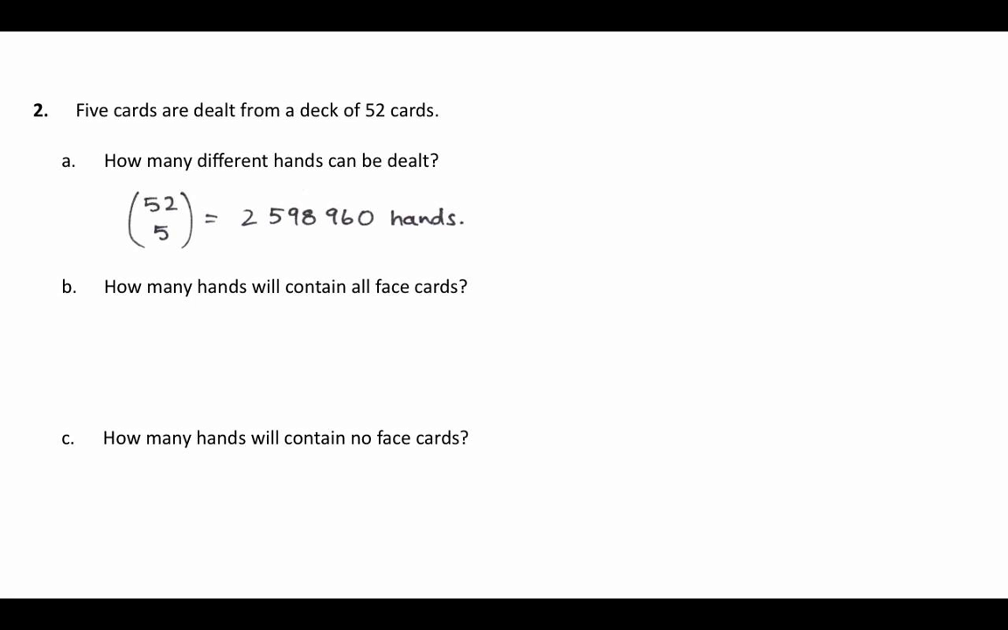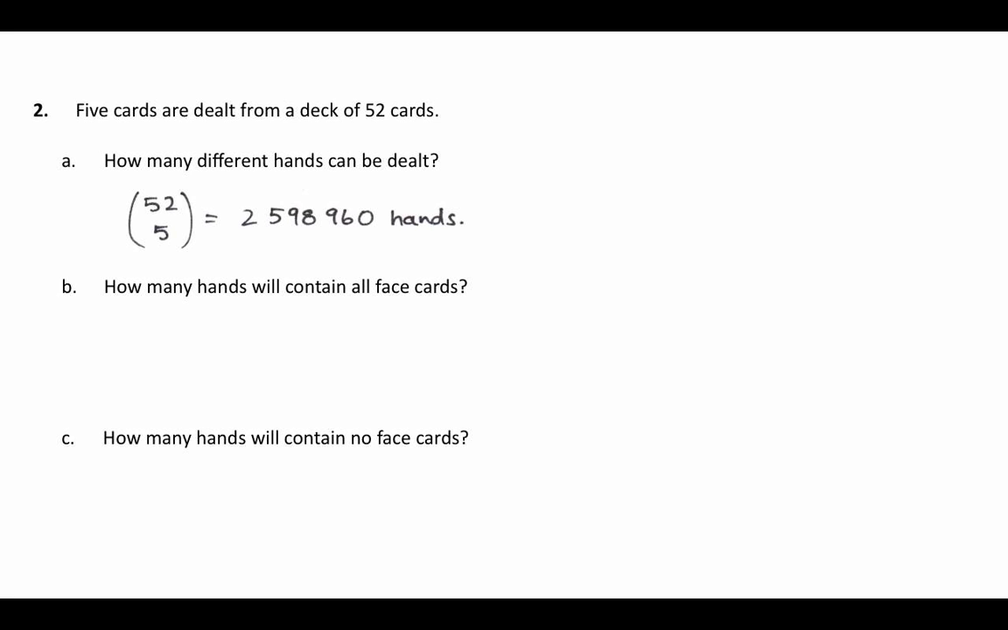How many hands will contain all face cards? For A, we had a pile of 52 cards and we were choosing 5. But now, if we want all face cards, we've significantly reduced the pile size. How many face cards are there? There are 4 jacks, 4 queens, and 4 kings, so only 12 face cards in the deck. If I want to choose 5 from those 12, I've reduced the pile size to 12, but I still want to take 5 of them.